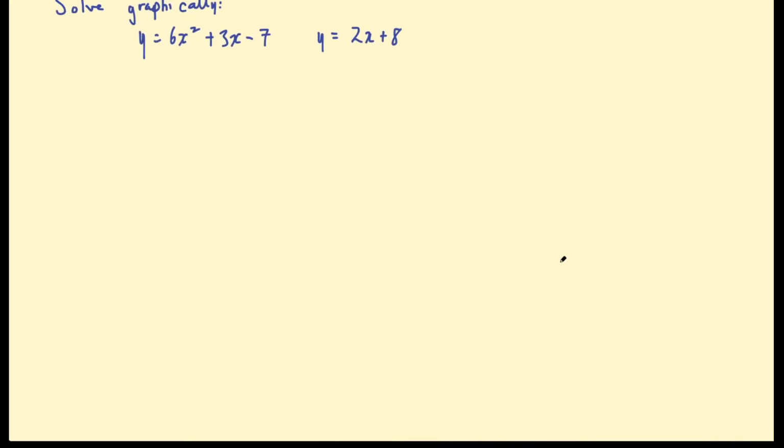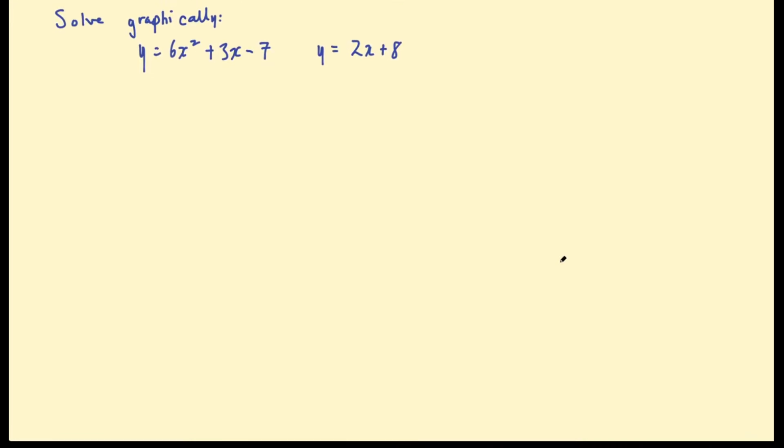Alright, so this is the question that I completely got wrong. Hey Sabindra. Solve graphically these two. I was trying to plot out the graph of the quadratic for some reason. I don't know why. I tried to find the vertex.